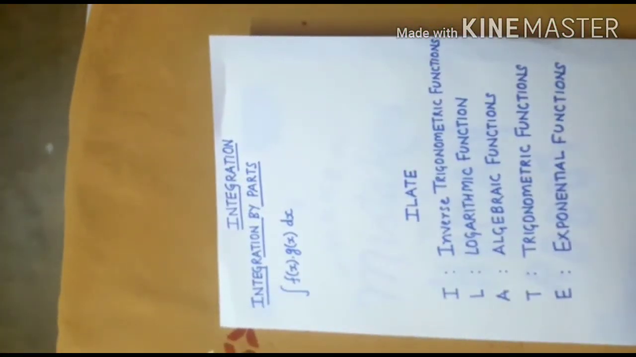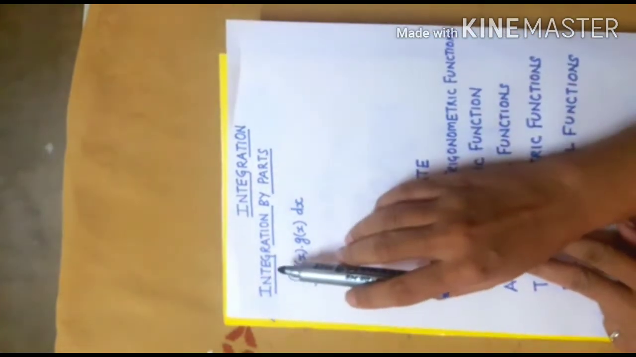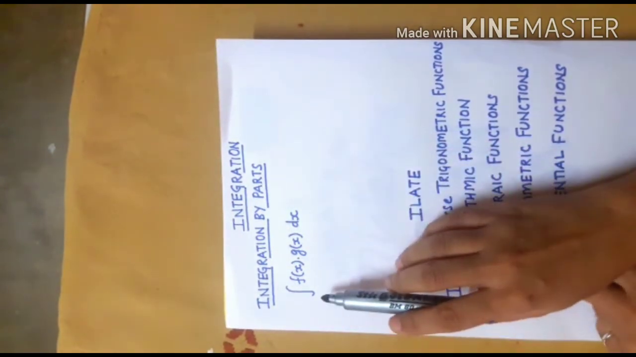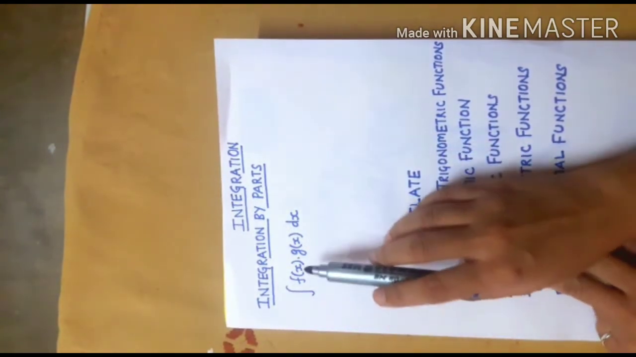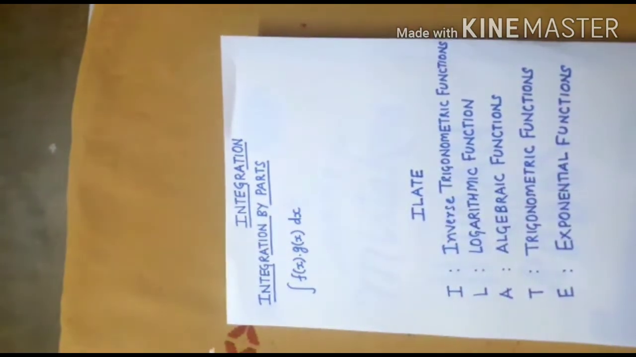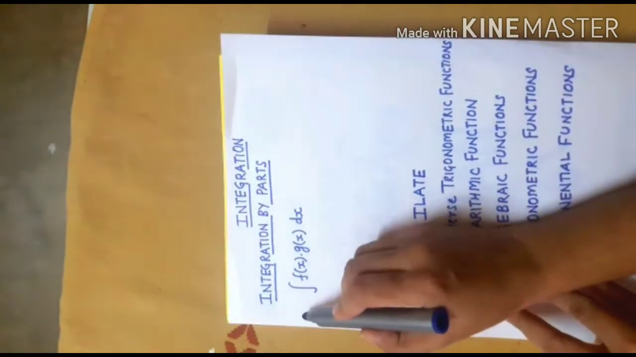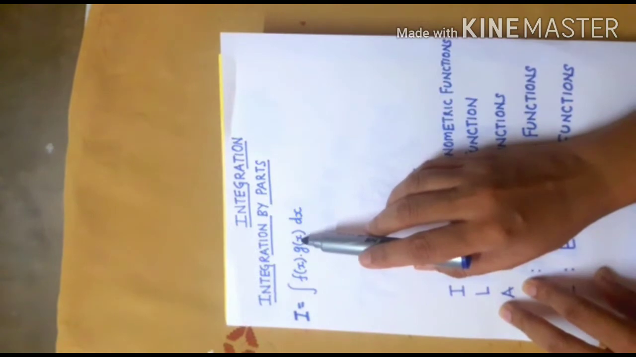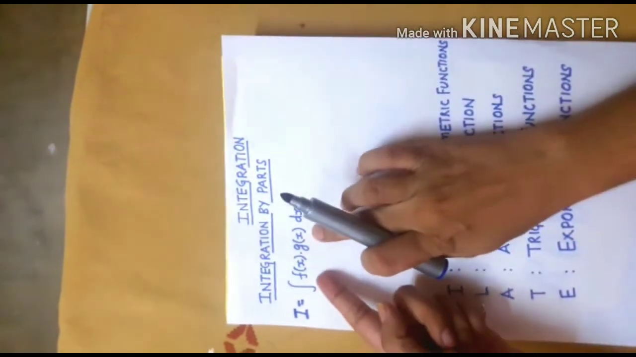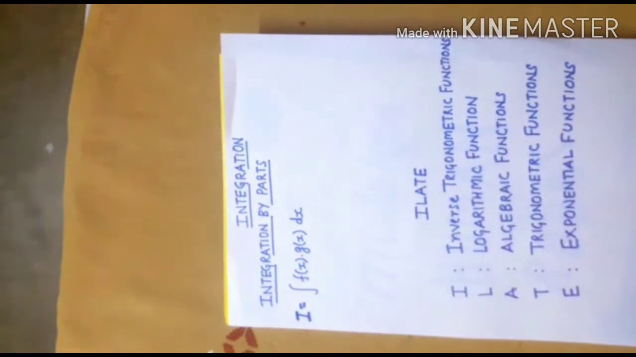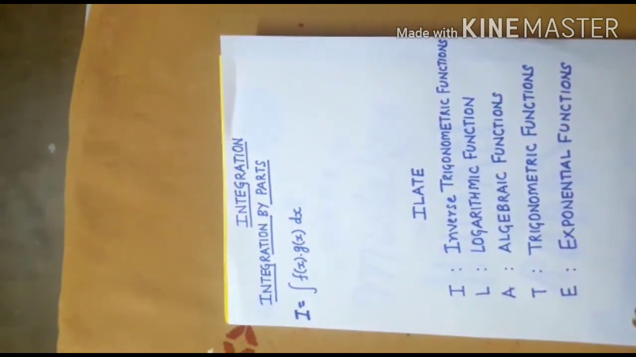Today we will discuss integration by parts. Integration by parts is used when we are to find the integral of a product of two functions. That is, suppose I have to evaluate the integral of f(x) into g(x). Here the integrand is a product of f(x) and g(x). So here I'll apply integration by parts.